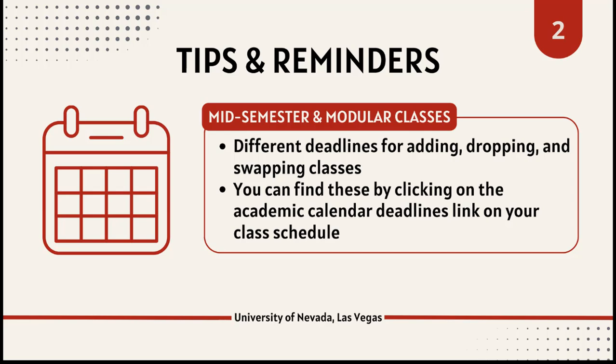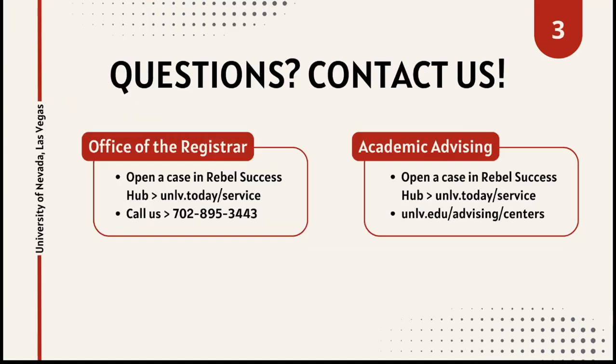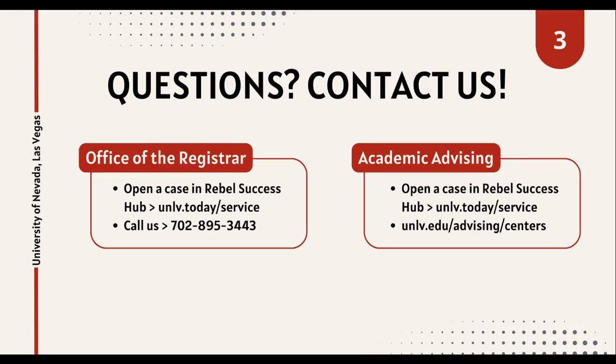Mid-semester and modular classes have different deadlines for adding, dropping, and swapping classes. You can find those by clicking on the Academic Calendar Deadlines link on your class schedule or by contacting the Office of the Registrar. If you have questions about which classes to enroll in or need help with the process, don't hesitate to contact your academic advisor through the Rebel Success Hub.